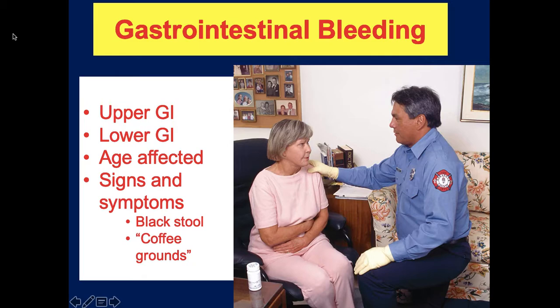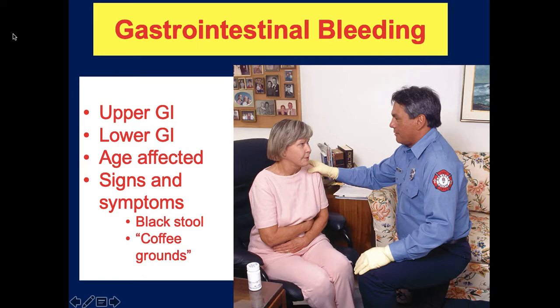Lower GI bleeds are usually something that happens in the large intestine more than likely, maybe they're having a Crohn's disease attack, or maybe they have colon cancer, or some other disease process, and they might be passing stool, and it might be bright red blood in their stool. It's still very much of a concern for us, and for them too, but probably not as dangerous as an upper GI bleed.